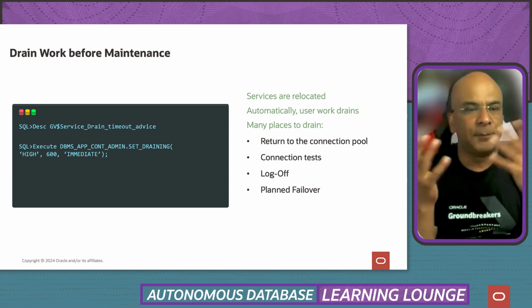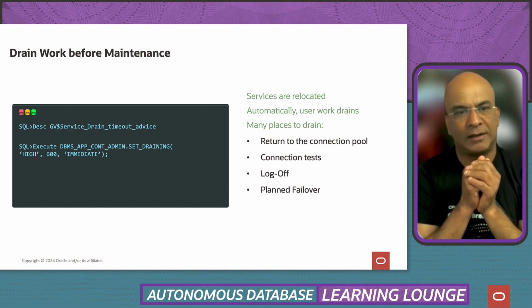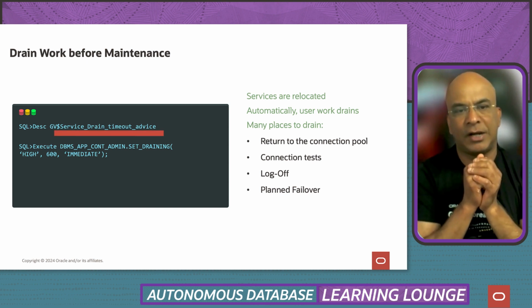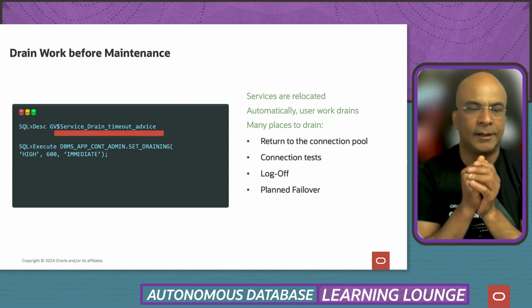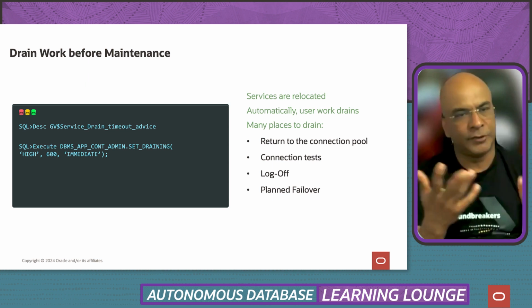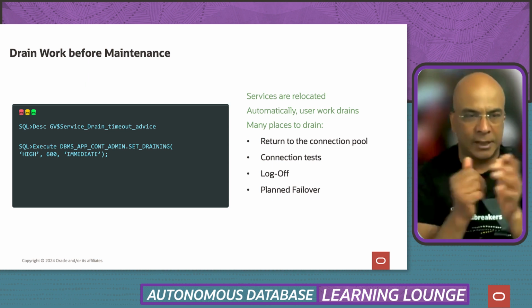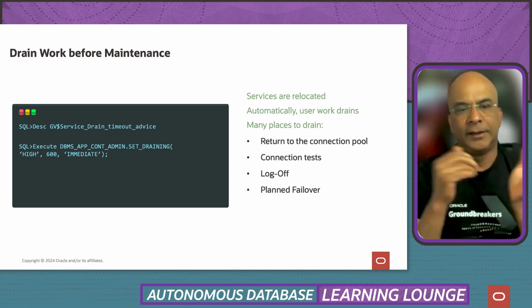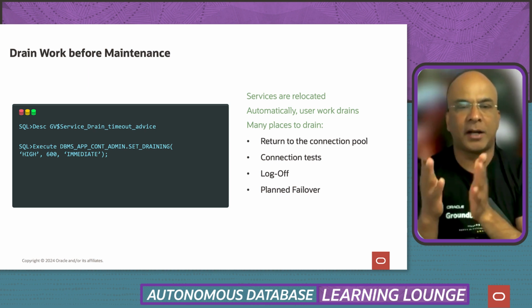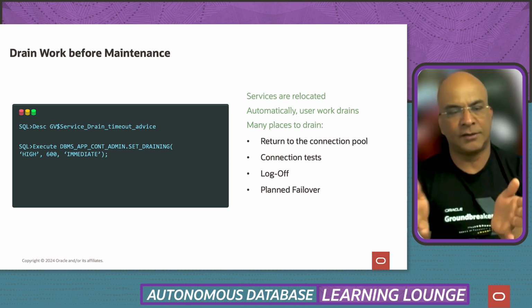And so there is this new view that we have, called the service drain timeout advice, which kind of tells you that, hey, your application has been running on this database for a while, and in the past, these are the different buckets after which the connections have drained out.